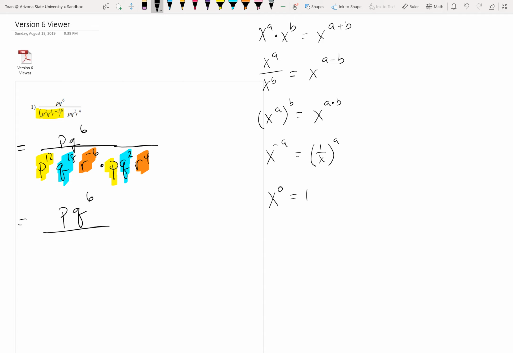The property says when you multiply, you add the exponents. So for the p's, you get 12 plus 1 is 13. For the q's, you get 18 plus 2 is 20. And for the r's, you get negative 6 plus 4 is negative 2.